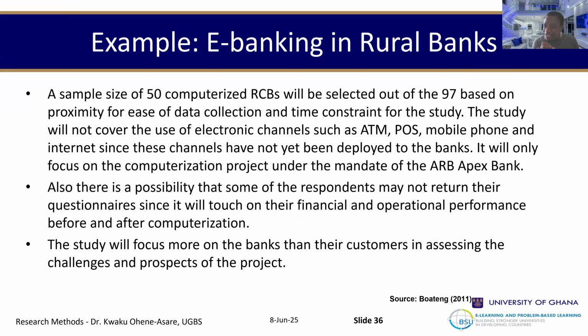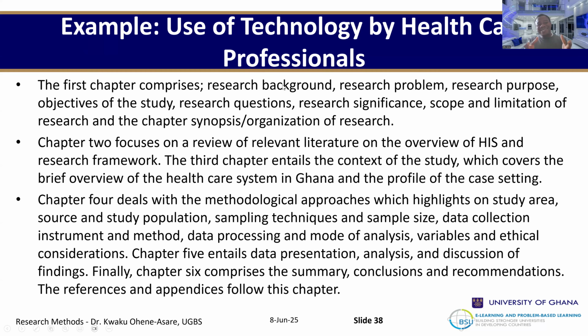Now, talk about the outline of your study. The first chapter will comprise research background, problem, purpose, objectives, questions, significance, scope, limitation, risk, and all of that. The first chapter is what we have just done today. Chapter 2 will focus on the review of the literature, on the specific empirical and theoretical review.